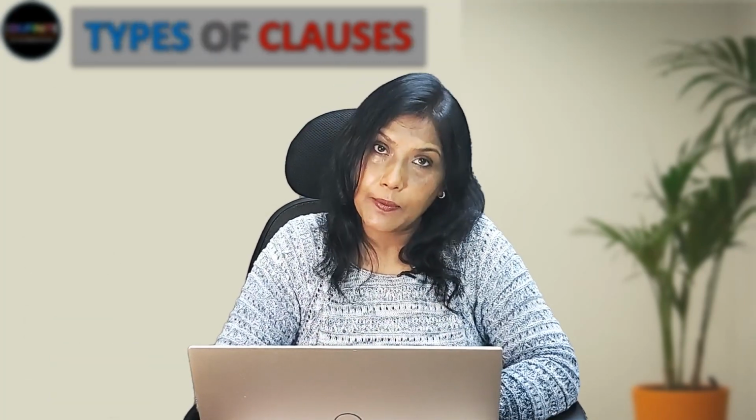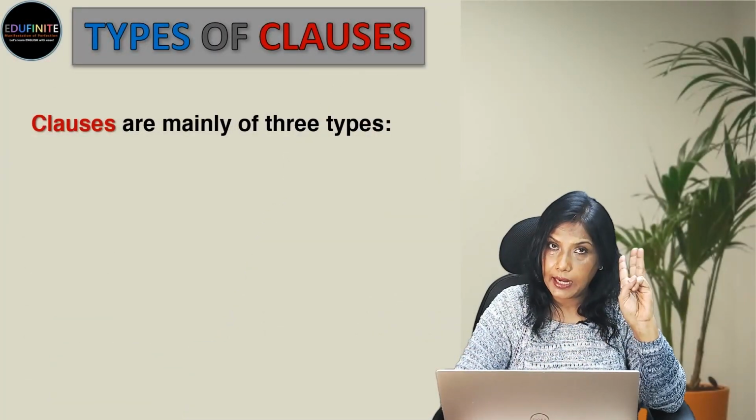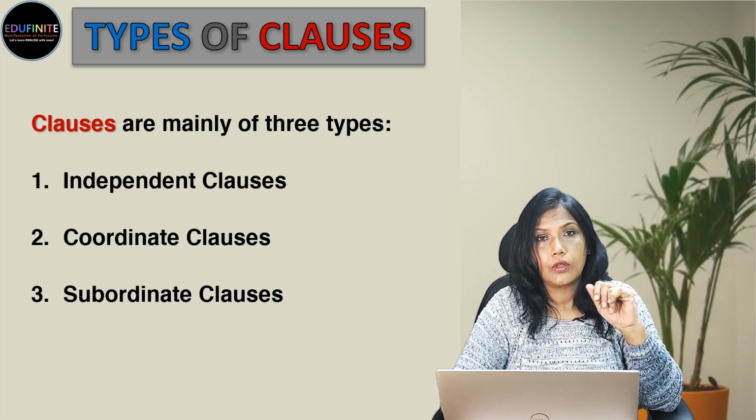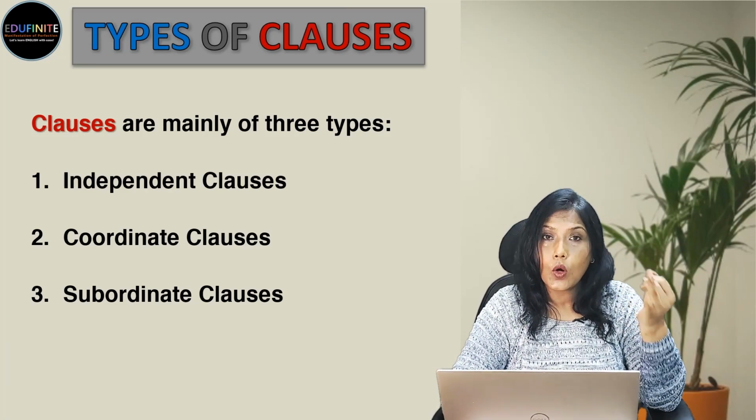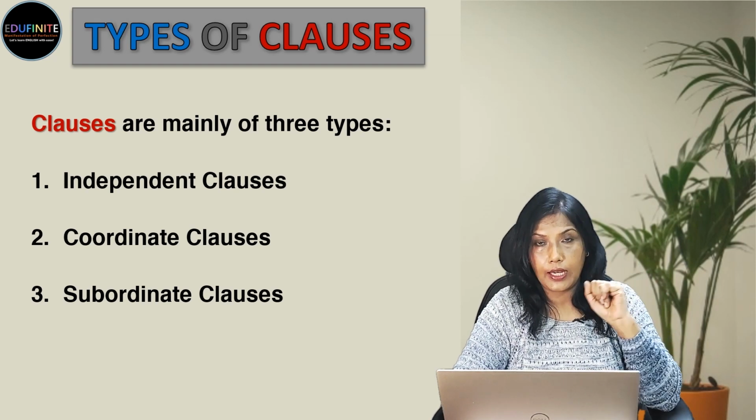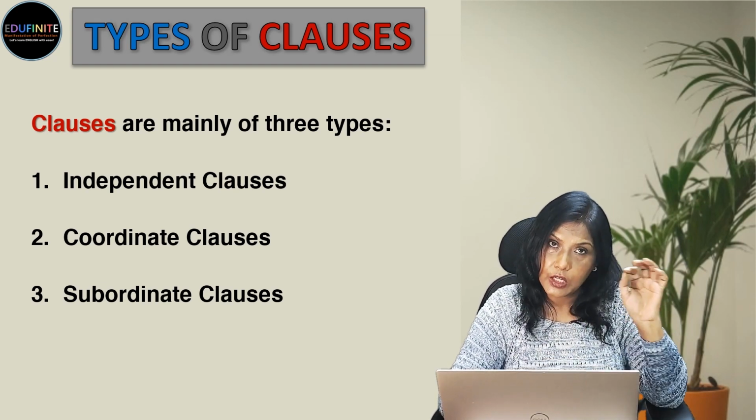Okay, now we come to types of clauses. Clauses are mainly of three types. So, independent clauses, coordinate clauses, and subordinate clauses. Now, let's look into each one of them.